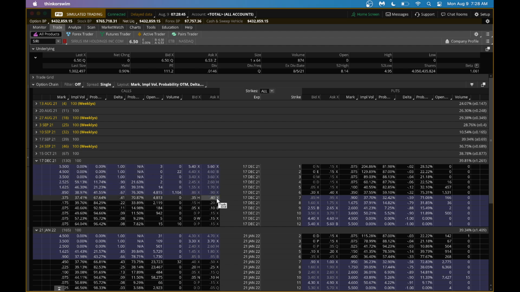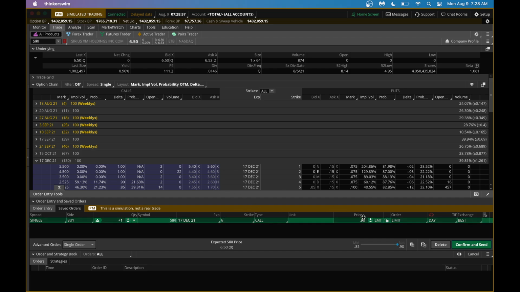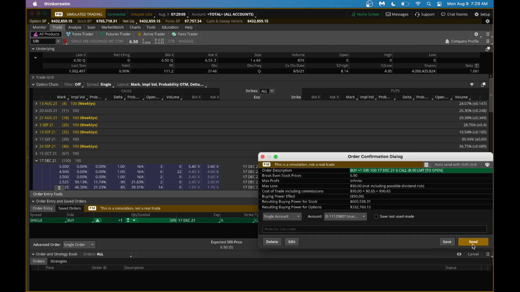You could look at delta 70 here, which is right. I think we got 67 and 85. You could go with the 67, which is close enough, and you could pay 90 cents here, as you can see here, and buy a call option expiring 17 December 21. So if you confirm and send, you'll pay $90, and if the stock goes above $6.90, you will break even.